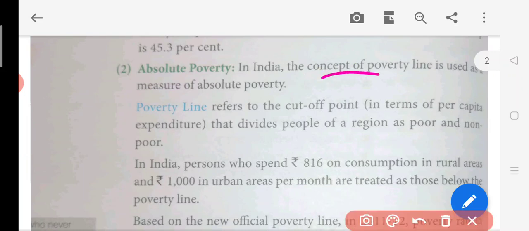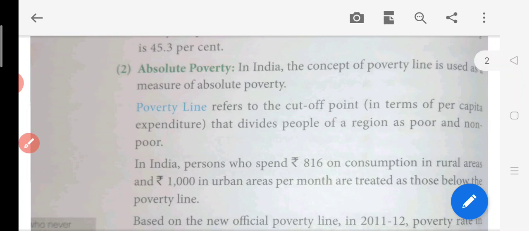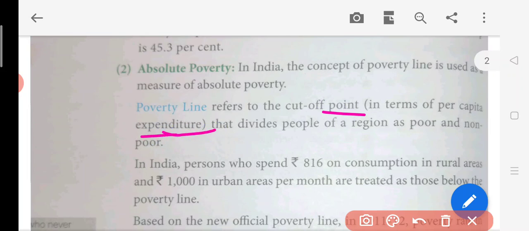Now, the concept of poverty line in India is measured as absolute poverty. The poverty line refers to the cutoff point, as I told you. Whoever is above this poverty line is considered to be in a better condition, but whoever is below it, his condition is not good. The poverty line refers to the cutoff point in terms of per capita expenditure. Whenever you spend, you will be classified as to whether you are under the poverty line or not. That divides the people of the regions as poor and non-poor. So the poverty line decides whether you are poor or not.